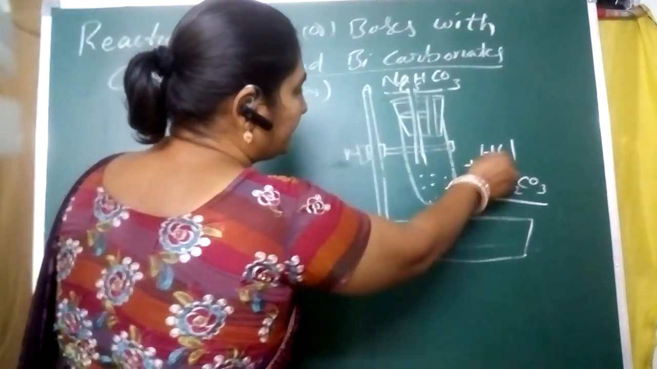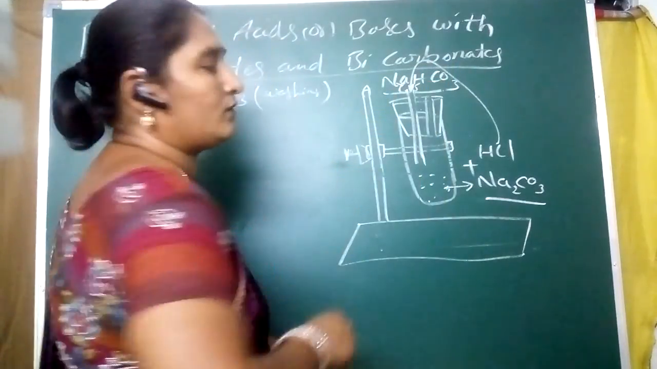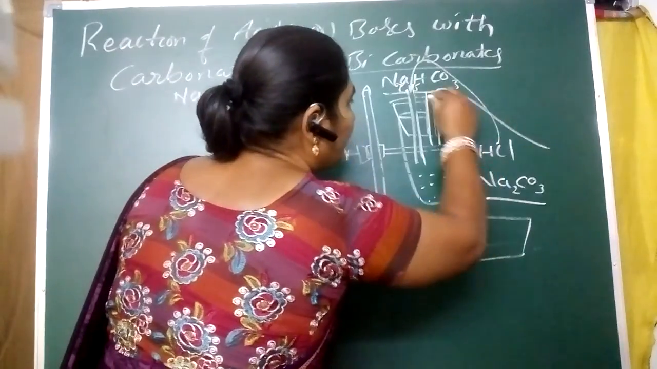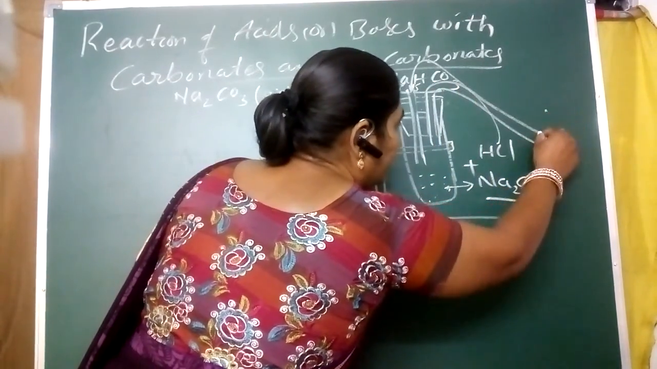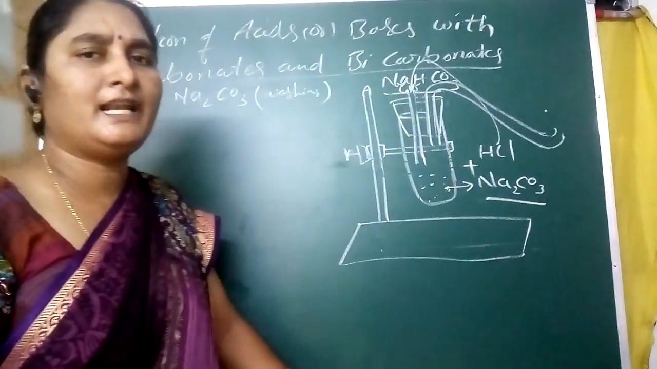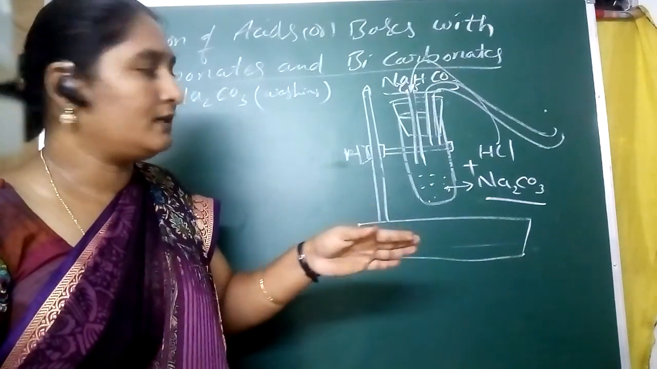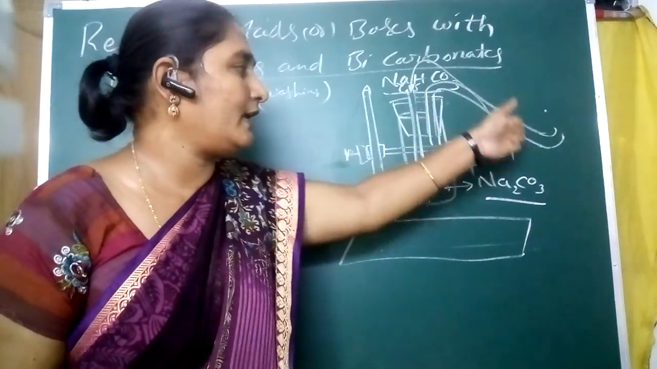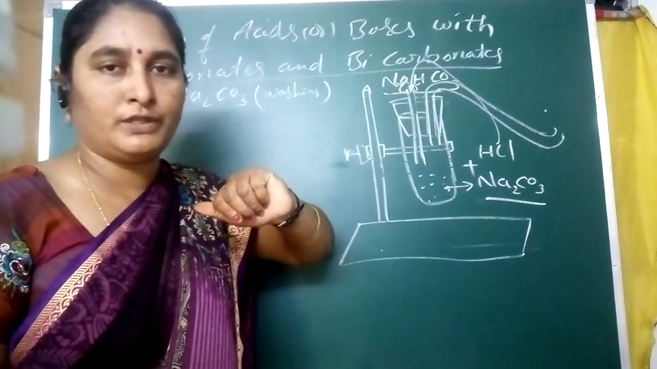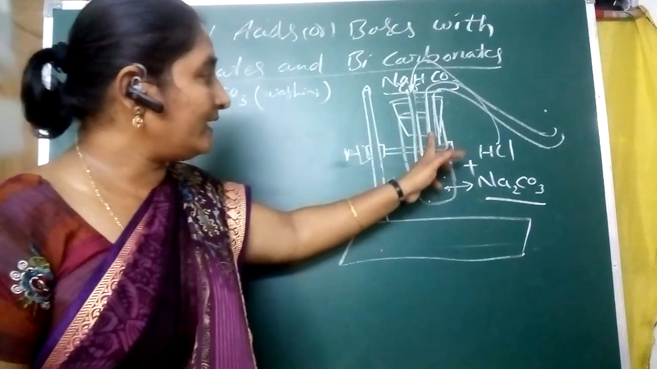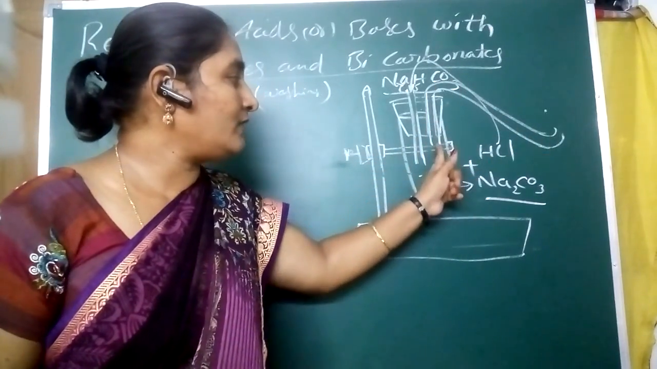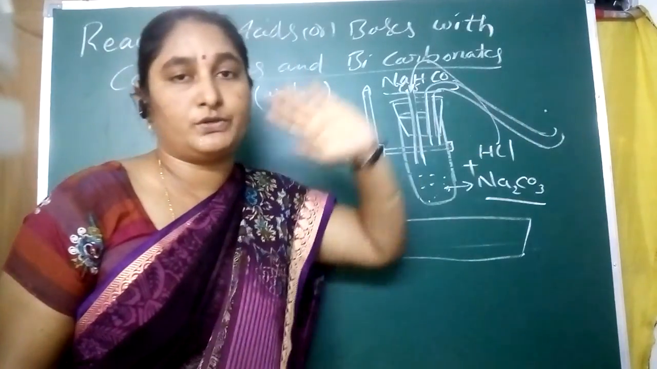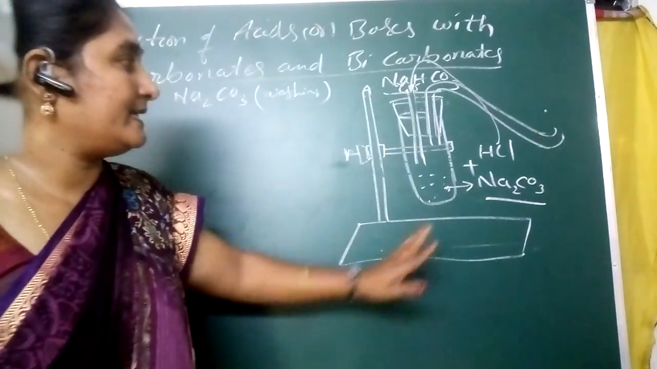one hole of the two-holed rubber stopper, to pour the HCl. HCl you have to pour with that only. And through the other hole of the two-holed rubber stopper, introduce a delivery tube. If gas is evolved inside the test tube, it will be delivered out through the delivery tube. That's why the delivery tube is used. One end of the delivery tube is introduced into the test tube, the other end is put out. Okay, this is about the construction.